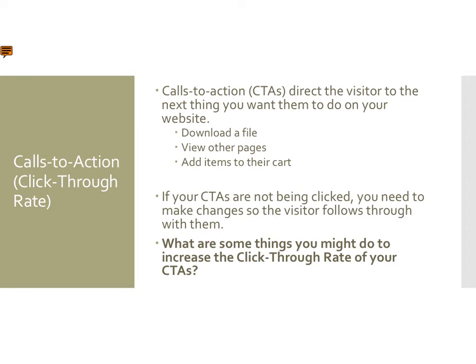The fourth metric gathered for a website is the click-through rate. Click-through rates are connected with your calls to action, or CTAs, on your web pages. Calls to action direct the visitor to the next thing you want them to do on the website. This may be download a file, visit another page, or add items to their virtual shopping cart. If your click-through rate is low, you may need to make adjustments to your calls to action buttons. In order to help your click-through rate, try adjusting the placement, size, design, text, or color of the call to action to increase chances of visitors clicking them.